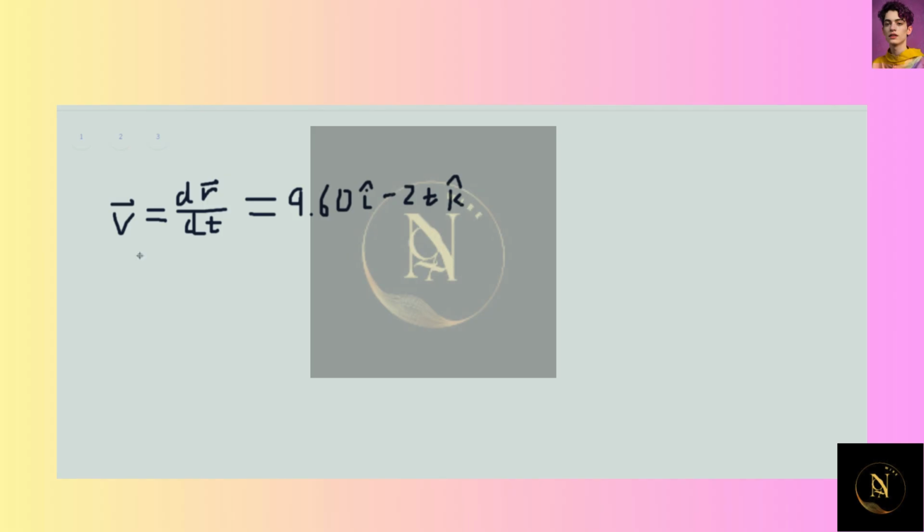Now, we want to know it when t is equal to 2.00 seconds. Okay, so we'll plug that in for our equation, and we get v is equal to still 9.60 because there's now no time dependence on the i hat, so nothing happens there, minus 2 times 2, which is 4, so minus 4.00 k hat.